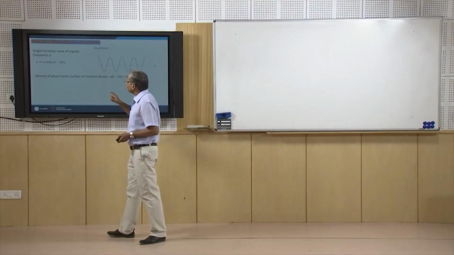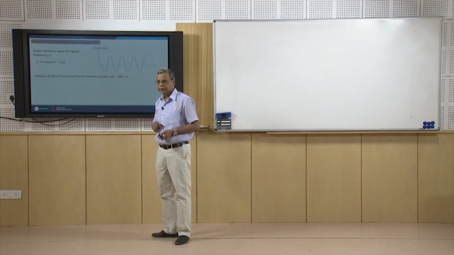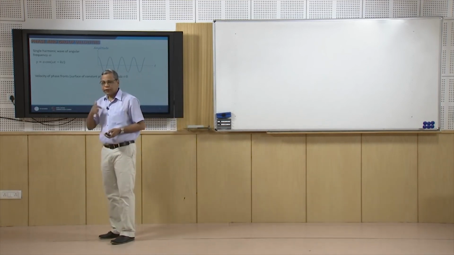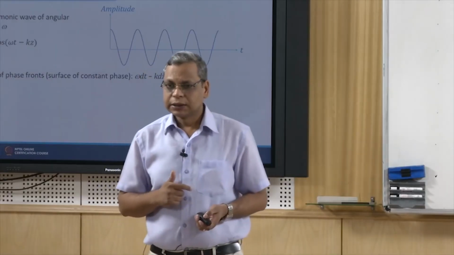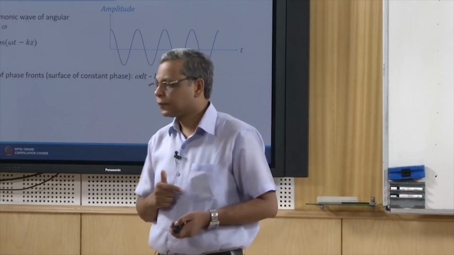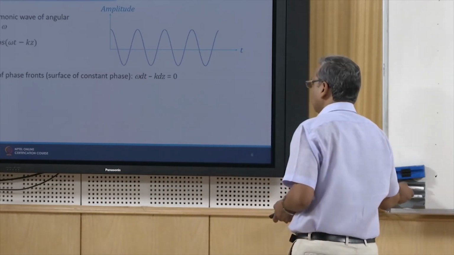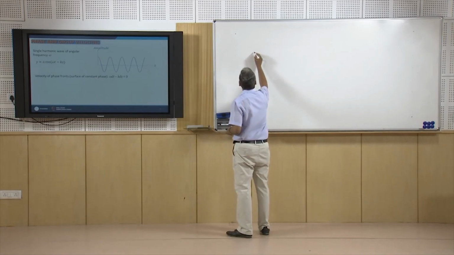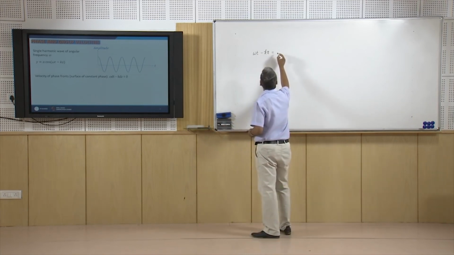Now, the velocity of phase fronts I can find out from here. What is the velocity of phase front? What are phase fronts? Phase fronts are the surfaces of constant phase, and here the phase is omega t minus kz. So, the surface of constant phase would be given by omega t minus kz equals constant.